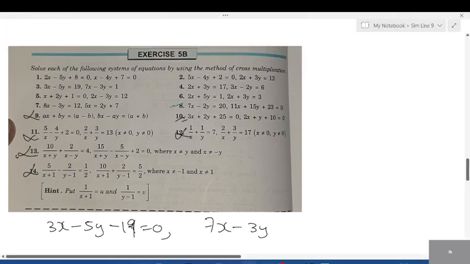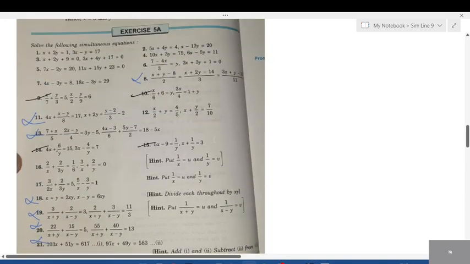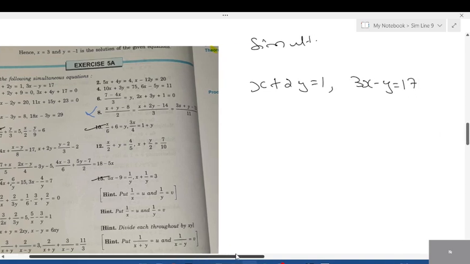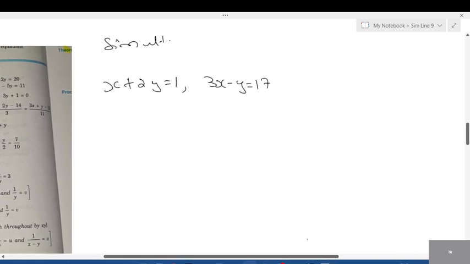Okay, we'll start with this. Exercise 5A. Solve the following using simultaneous equations. The meaning of simultaneous equation is they'll give you two equations. The first equation is x plus 2y equals 1. The second is 3x minus y equals 17. In both equations, how many variables are there? What are the two variables we need to find? x and y.